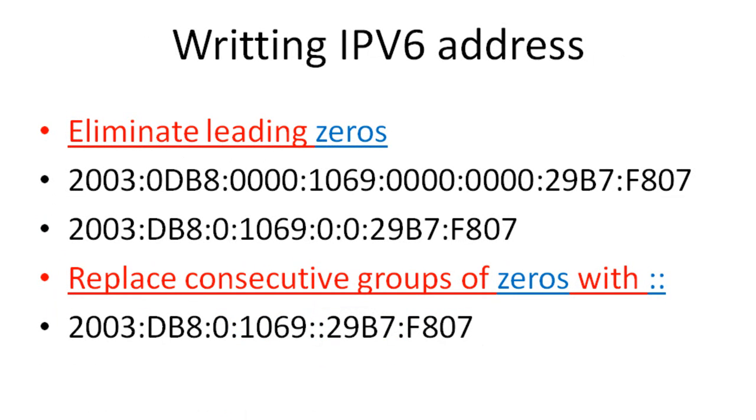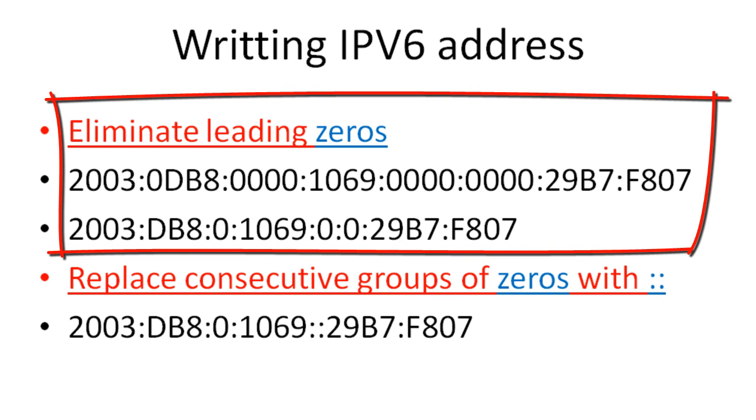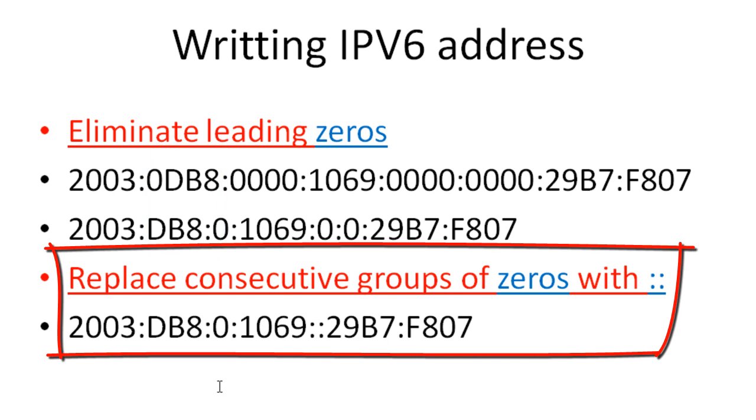The IPv6 address is too long. So in order to reduce the length of this address, people have put in place two rules. The first rule is to eliminate the leading 0. Anywhere you have a leading 0 in this address, you can eliminate it. Like if you see up here, I have 0db8, the 0 is a leading 0, so we can eliminate that 0.